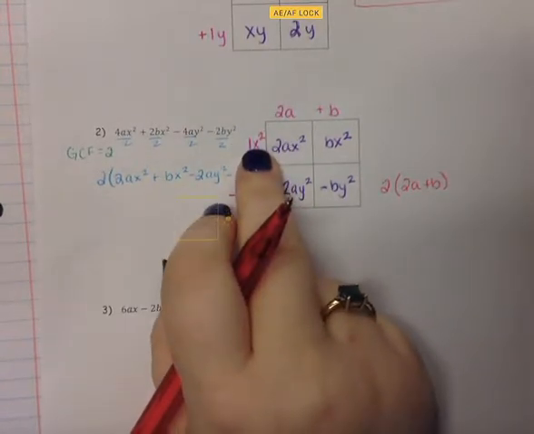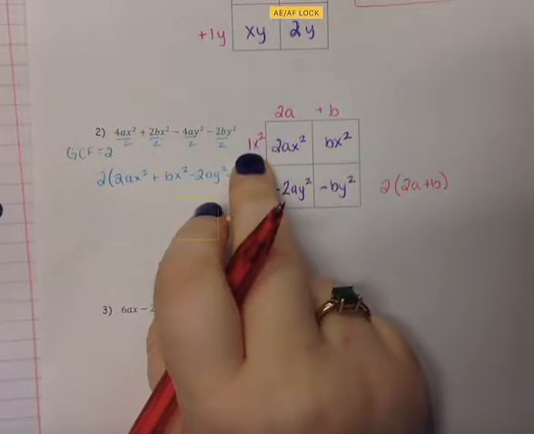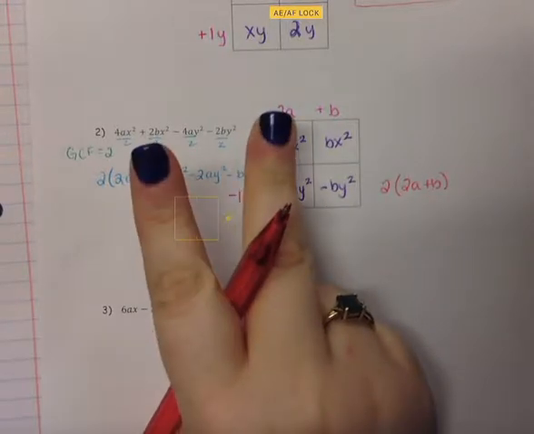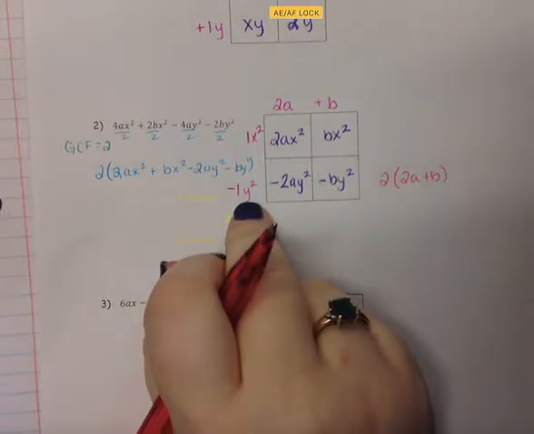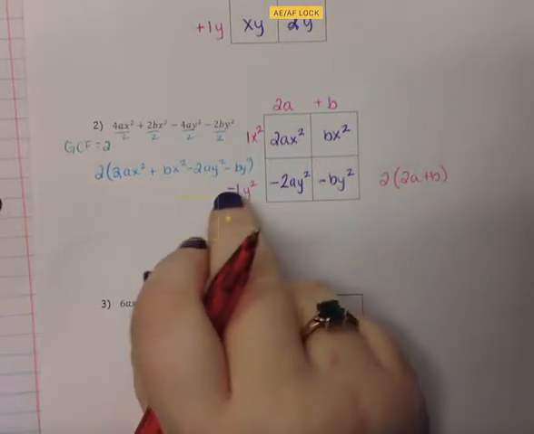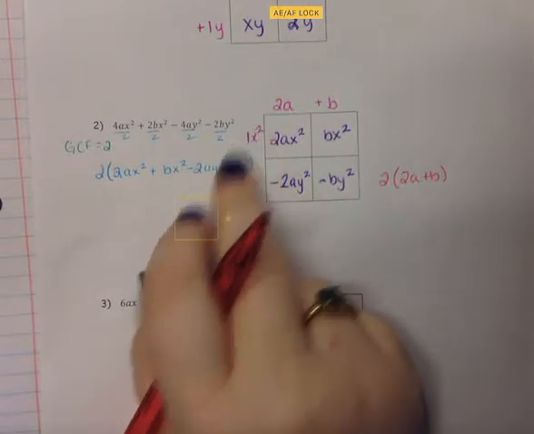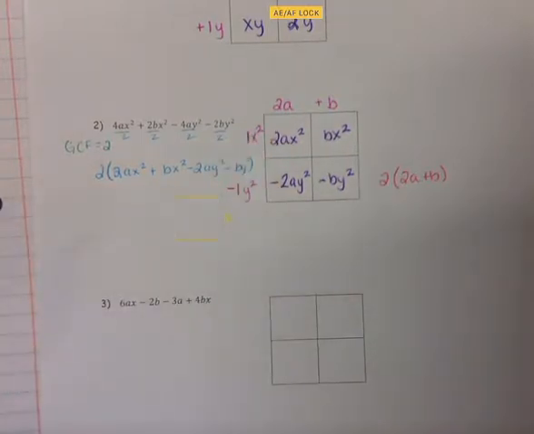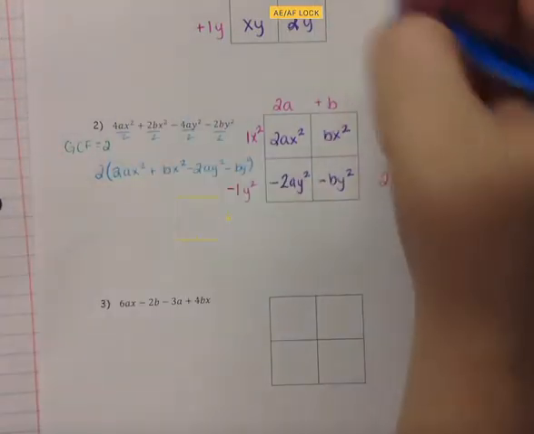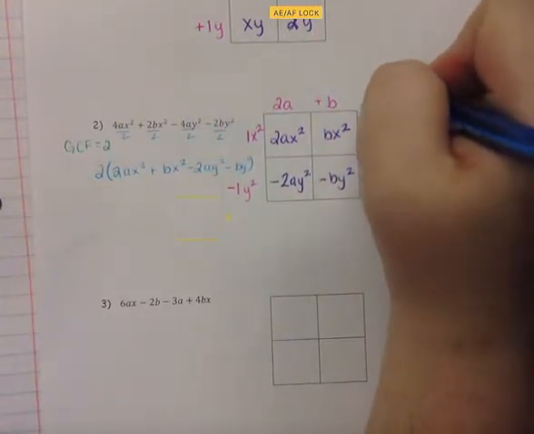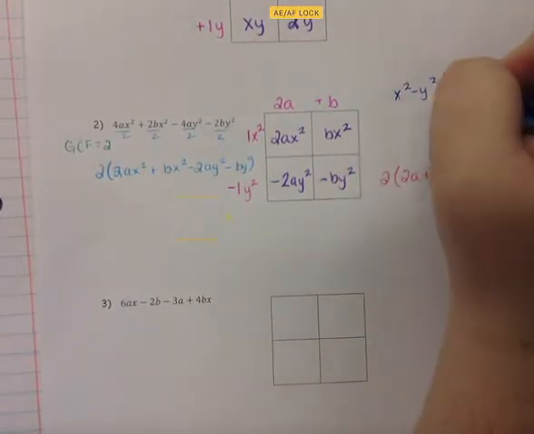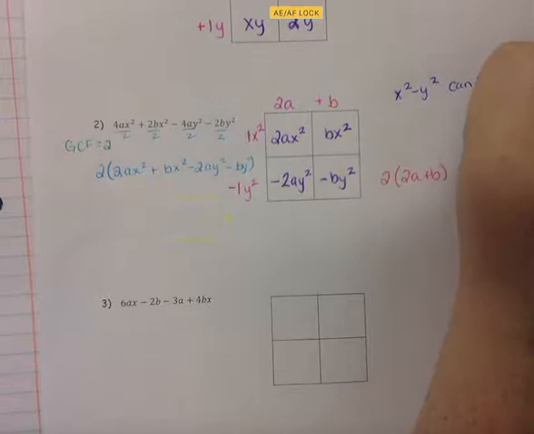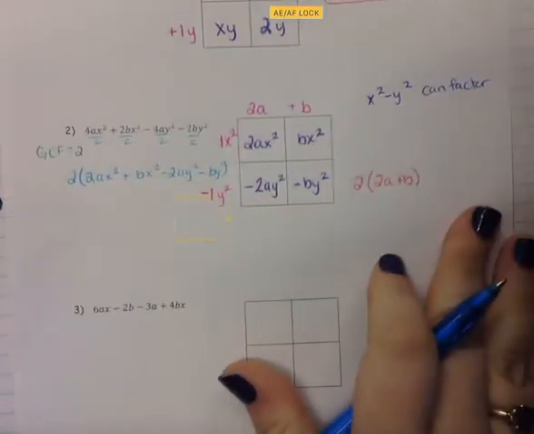1x squared. That is a perfect square, so I have to look at the other one. I have to have both perfect squares and a subtraction sign. Then I have 1y squared. That is also a perfect square, and it is a subtraction sign, so actually this column has to factor further. So I'm going to put this off to the side, saying that I have x squared minus y squared. This can factor further, which I need to do before I write it in my answer.